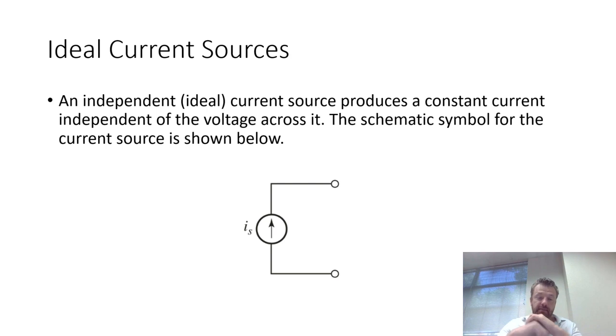So again, the reason that it has to be ideal is if it's going to be, for example, 2 amps, regardless of what this voltage value is, the way the current source works in an ideal sense is if you connect a load across it, it will generate whatever push it needs to drive that current through.